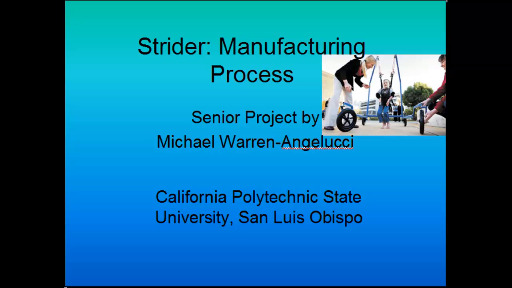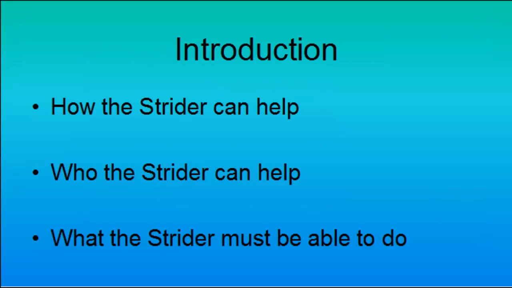Today I will be talking about my senior project, the Strider manufacturing process. Imagine not being able to use your legs to support yourself. How would your life be different than it is now? Diseases such as Parkinson's and muscular dystrophy cause defects in muscle proteins, limiting a person's ability to stand on their own as well as their ability to walk.